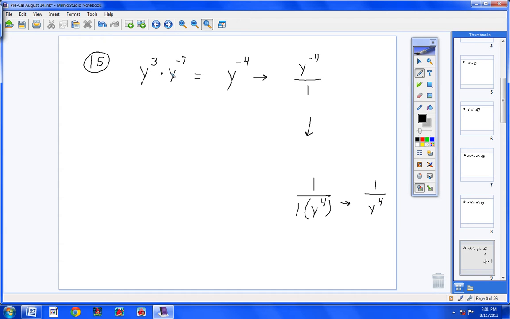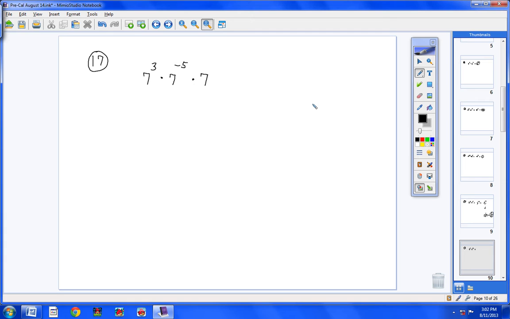Now I definitely put some extra steps in here that you don't have to do, but I'm really trying to break this down and make it pretty easy, okay? So 1 times anything is just itself, so 1 times y to the 4th is y to the 4th. And there's our answer right there, okay? Not too bad. Let's take a look at number 17.